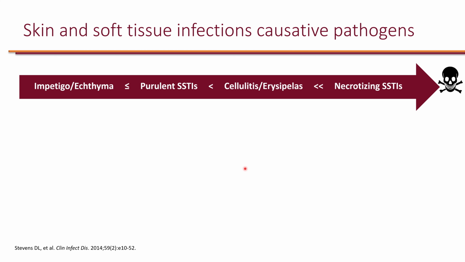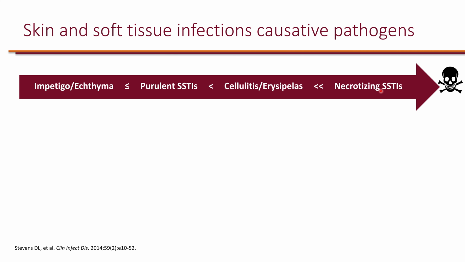Now, with skin and soft tissue infections in particular, we can consider severity on a spectrum. So, impetigo and eczema, very superficial. So, impetigo is in the epidermis and sometimes extends into the dermis, right? So these are pretty mild in general, and they may be less severe or even similar to purulent SSTI. So purulent meaning that it doesn't matter what type of SSTI, it's essentially producing pus.